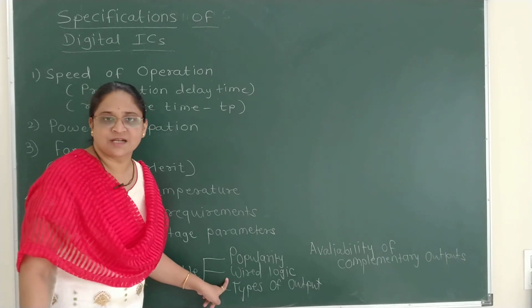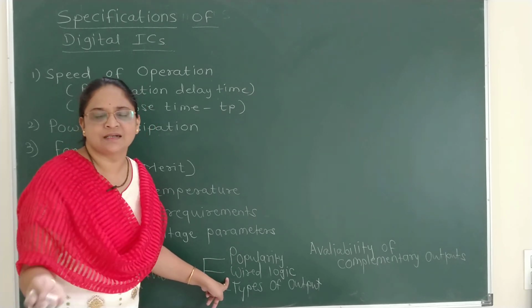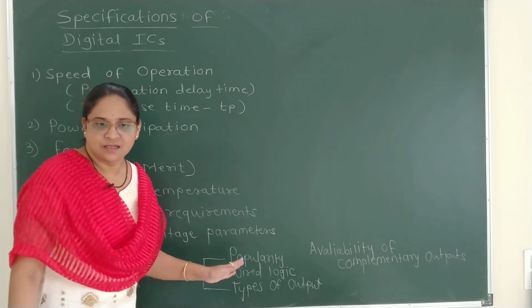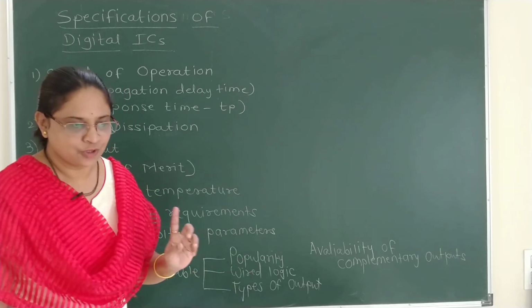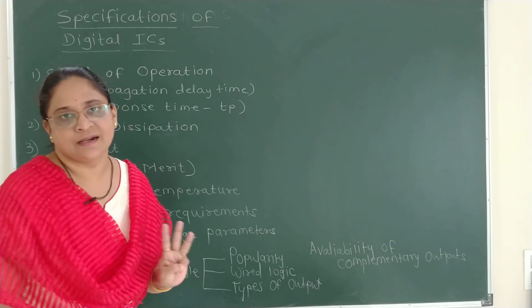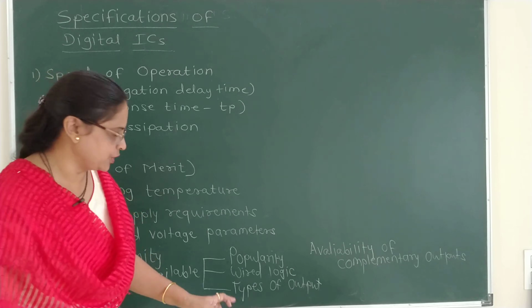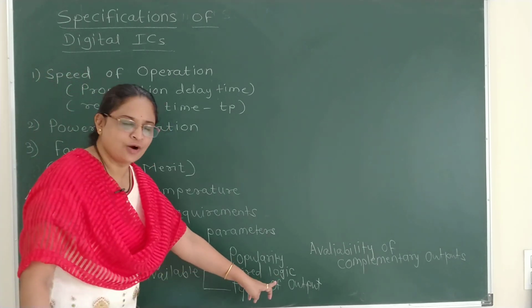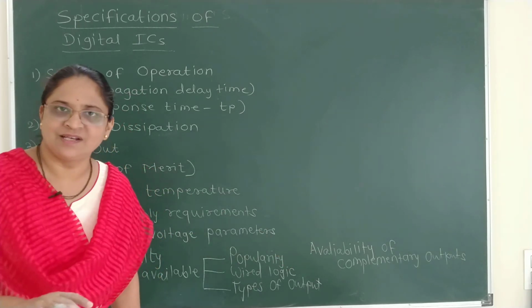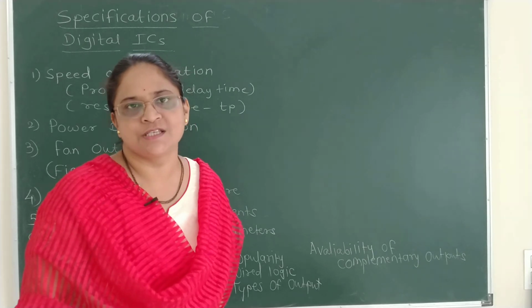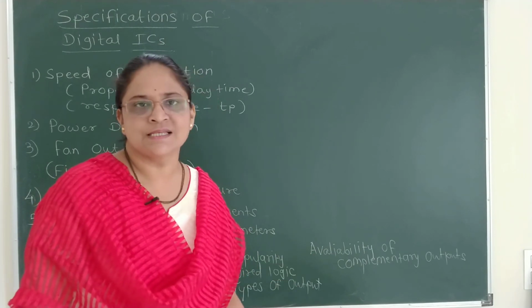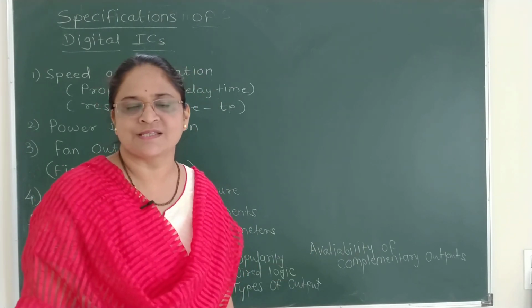Next, wired logic capability, whether it is possible using that digital IC or not. Types of outputs: what are the types of outputs? In this discussion, we will come to know the totem pole output, open collector and tri-state logic. So which type of output is available? And last, availability of complementary outputs. A normal output is available, but when its complementary output is essential, we have to arrange another NOT gate. So whether that digital IC permits a complementary output facility or not.